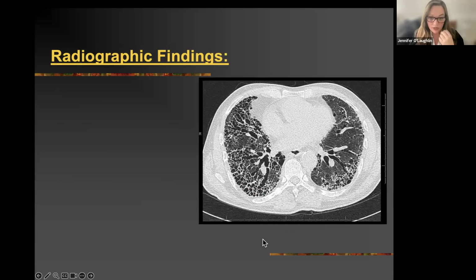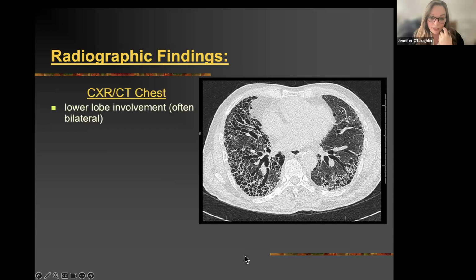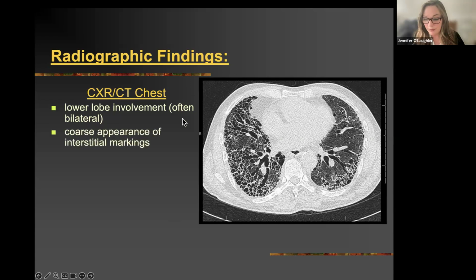Okay, so what does bronchiectasis look like on X-ray? And this goes for both CT and for a chest X-ray. The findings are going to be, usually it's the basilar segment of the lungs. So the lower lobes tend to be more involved than the upper lobes. Doesn't mean the upper lobes can't be involved, but it tends to start in the lower lobes. About half the time it's bilateral. So you might see it in both lungs.